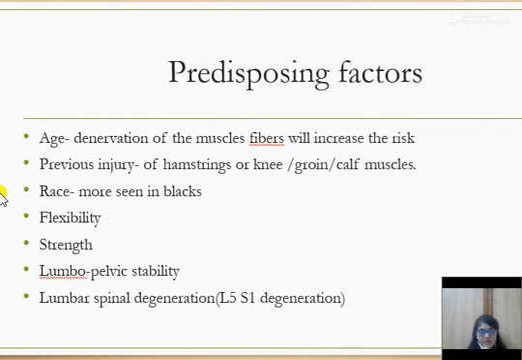Then race: according to research, this muscle strain is seen more in blacks. Lack of flexibility and lack of strength in the hamstring muscles give more chances of getting such a strain or a muscle tear. Then lumbopelvic instability will also have some impact, because the kinetic chain is altered, and that is why the hamstring muscle can have more strain or tear. And the last reason is lumbar spinal degeneration, especially at the level of L5-S1.